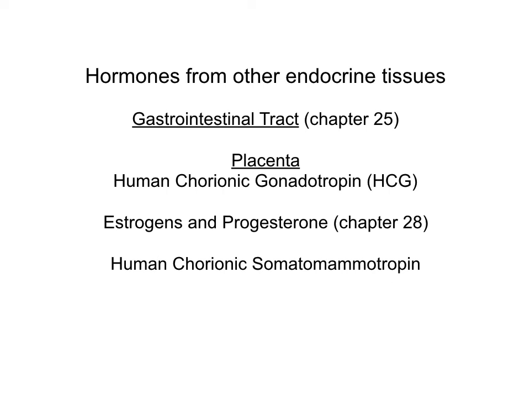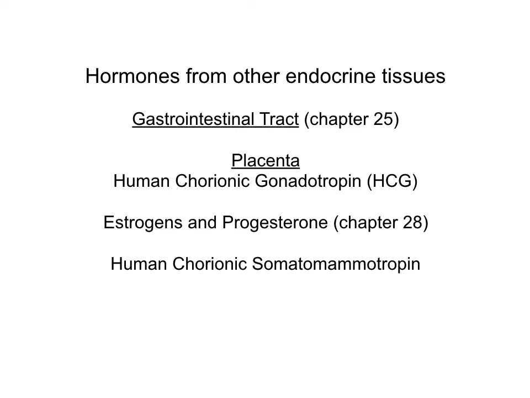Now, there are other hormones produced by other endocrine tissues. There are some hormones produced by the gastrointestinal tract, but we'll cover those in Chapter 25. There are hormones made by the placenta itself, that little connection between the fetus and the mother. One is called human chorionic gonadotropin, which is abbreviated HCG. HCG is actually necessary for maintaining pregnancy during the first trimester, so those first 3 months. Now, you'll learn why and how when we get to the reproductive system.